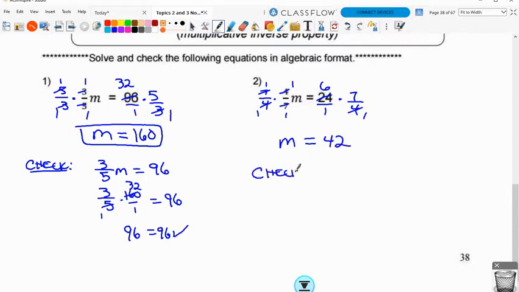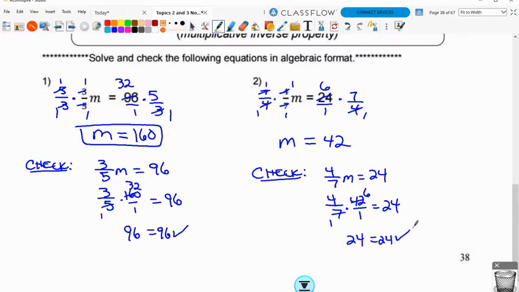Doing our check now, just to make sure that we are correct here. Remember to rewrite the problem. 4/7 m equals 24. And we think that m is equal to 42. So we replace m with that value. And before we multiply, 7 and 42 have a common factor of 7. 7 goes into 7 once, into 42 6 times. So we have 4 over 1 times 6 over 1, which is equal to 24. 24 equals 24, so the check works. And I know that m equals 42.